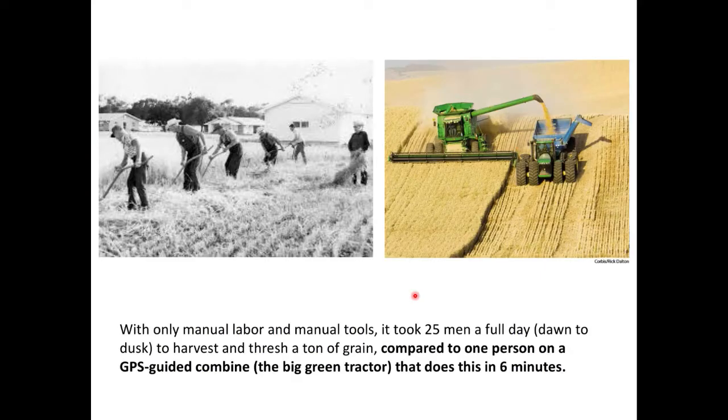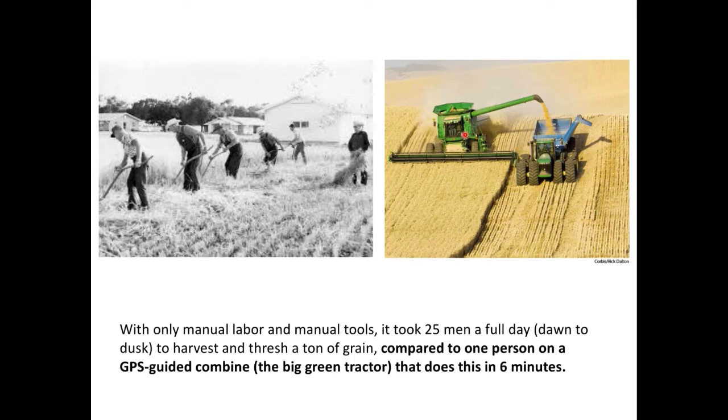And this is the example. So in the previous slides, I said it took 25 men a full day to harvest and thresh a ton of grain. If you look at the photograph on the right, this is what we call a large combine. And as it moves across the field, it is harvesting and threshing grain. And then it is shooting that grain up into a second truck here. And they both are controlled by GPS. They both are controlled by cruise control.